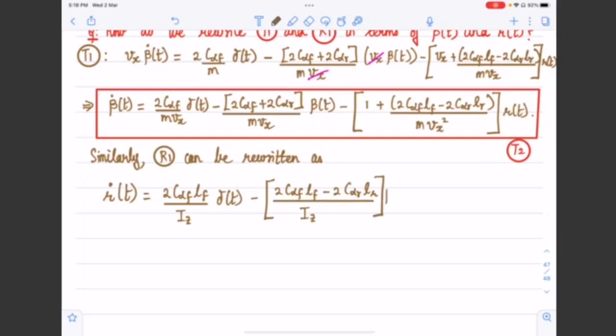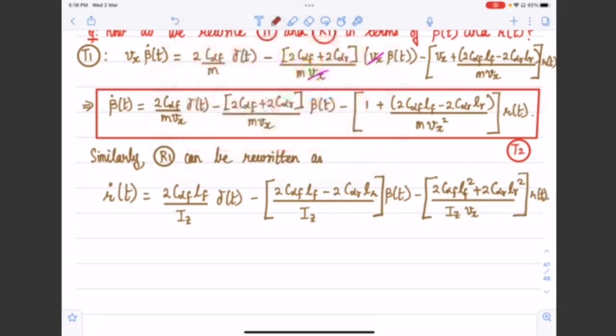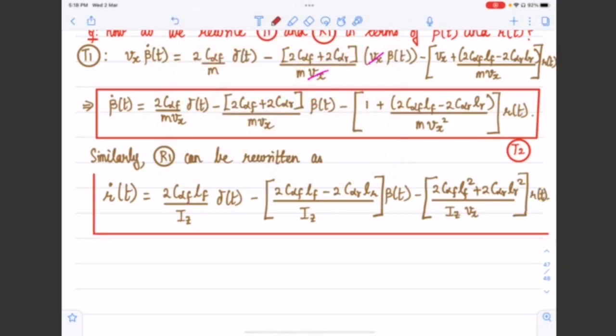This multiplies beta of t, minus 2C alpha F LF square plus 2C alpha R LR square divided by Iz Vx. Okay, this multiplies. So this is the second equation. Once again, very straightforward. We have already done the substitution. You just need to rewrite it in that form. Nothing very complicated. It's a very simple algebraic operation that we are doing.